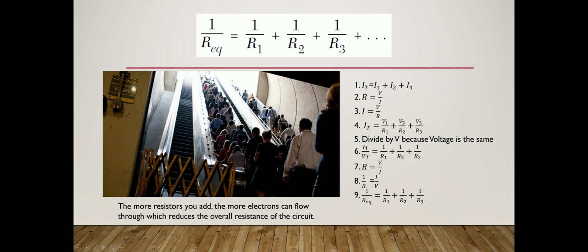So look at this escalator right here and these stairs. You have a certain amount of electrons. Let's call these people, these humans, electrons. Let's call this escalator, these stairs and escalators, a resistor.